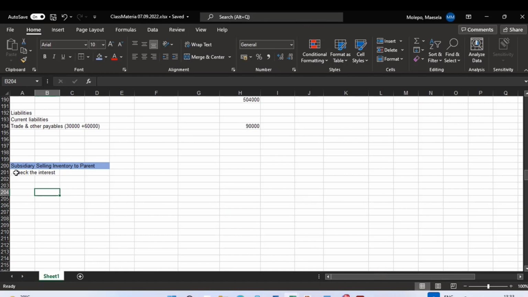So we check the interest. But two, we do the analysis. But three, we eliminate. For four, we do the financial statement, then consolidate.